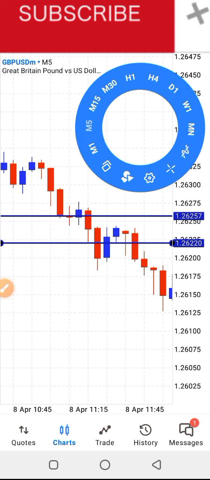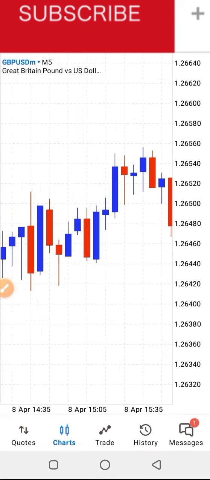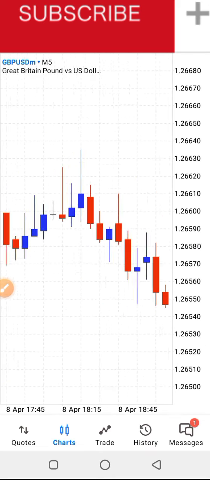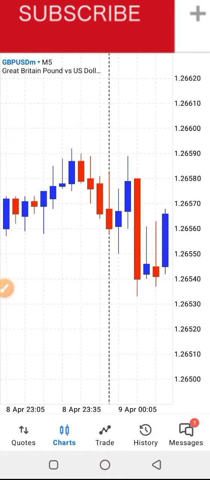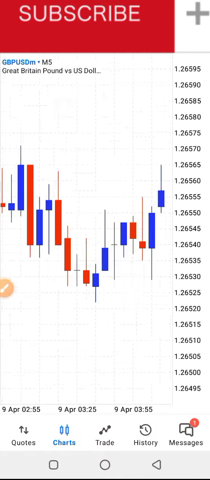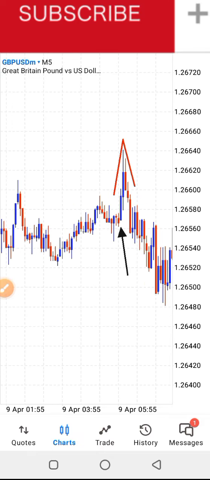Okay, let me see. I have other examples already marked out for you. This happens on a daily basis. In fact, you are going to see several trades in a day, okay, with this strategy. Okay, so this is another example right here. Let me zoom out a bit.